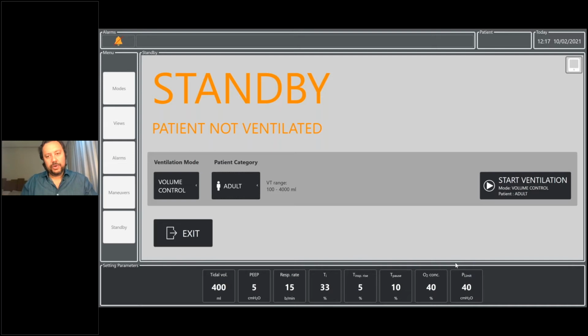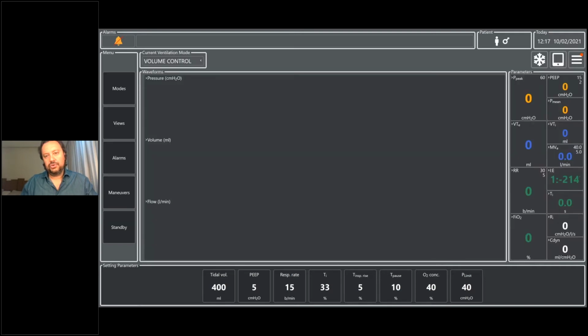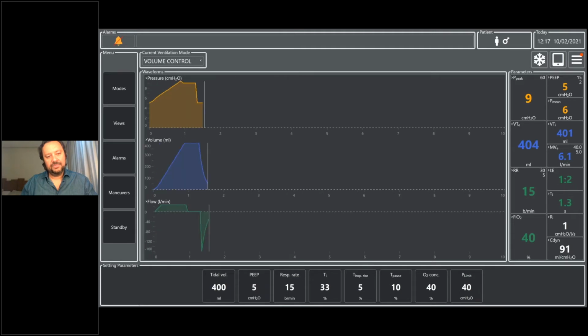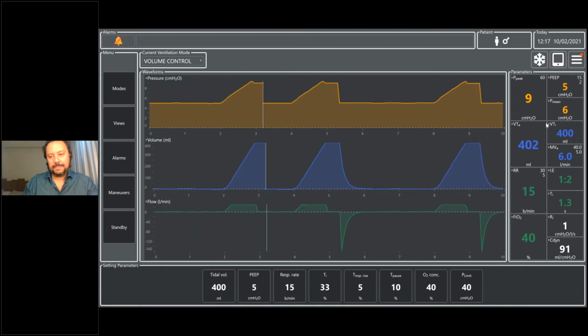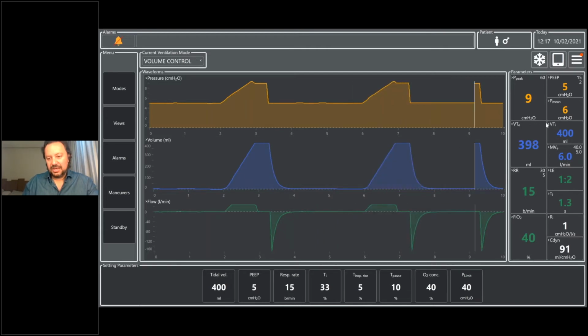Okay, so going back to the ventilator screen, let's start the ventilator. I started with volume control and then went with an adult patient. And here you go, you can start seeing the traces. If you want a quick view, you see the parameters here. Most of the ventilators on the market present their parameters and the waveforms in a very similar way.